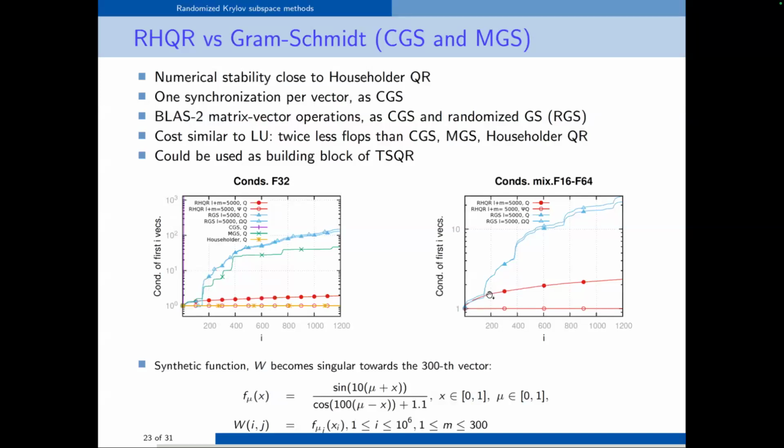When we mix, we also obtain very good results. Here we only present randomized Gram-Schmidt in blue and randomized Householder QR in red. For the randomized Householder QR, we see that we still have a small condition number, and randomized Gram-Schmidt is slightly larger, but still a well-conditioned basis.